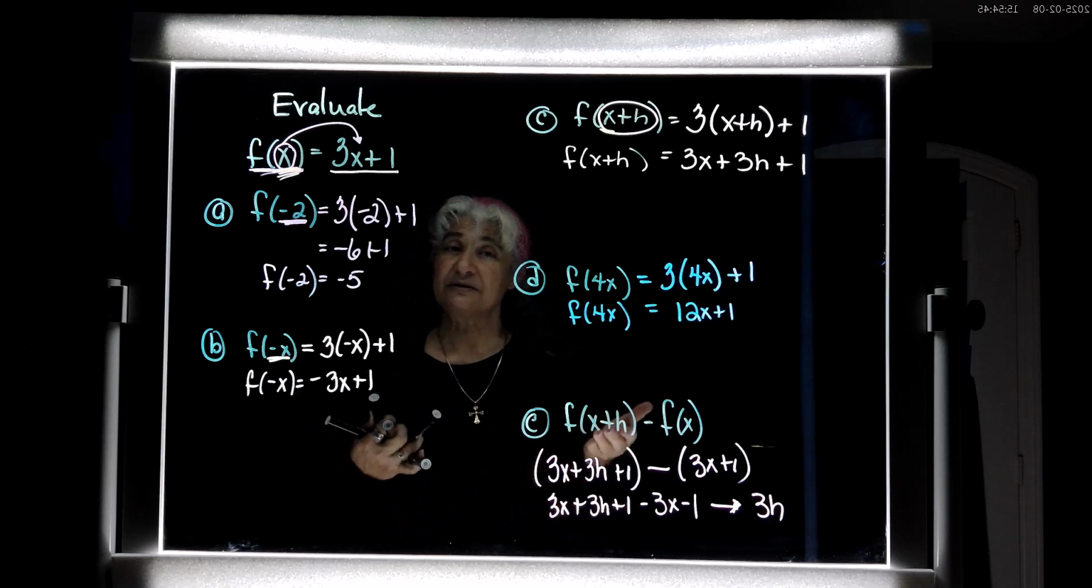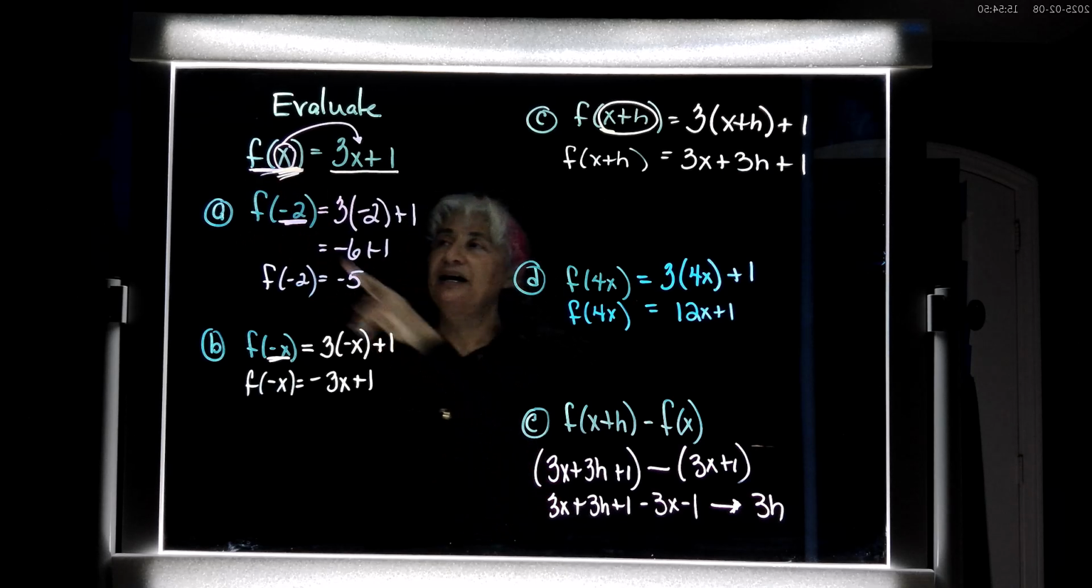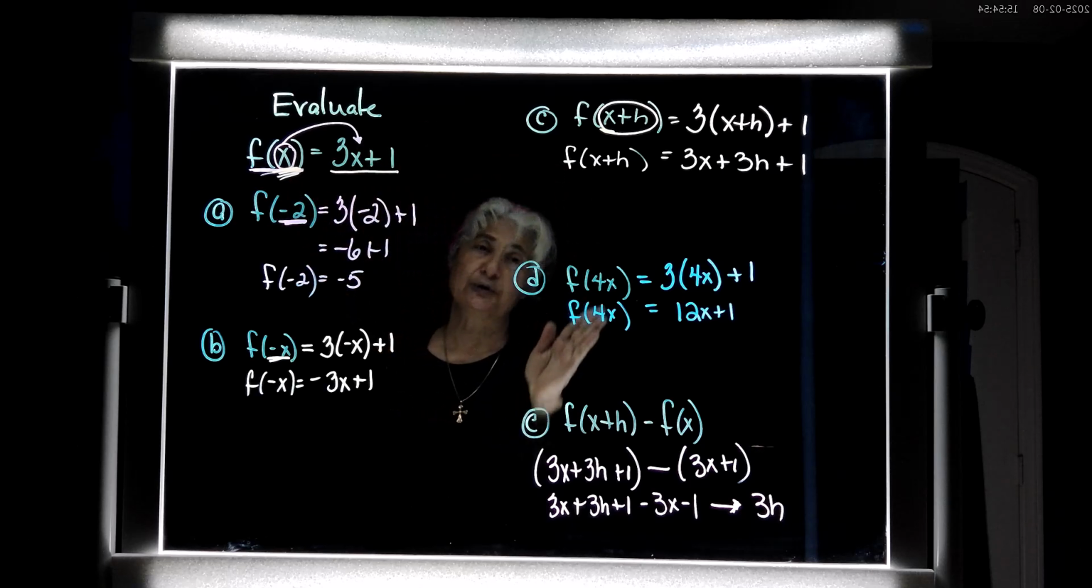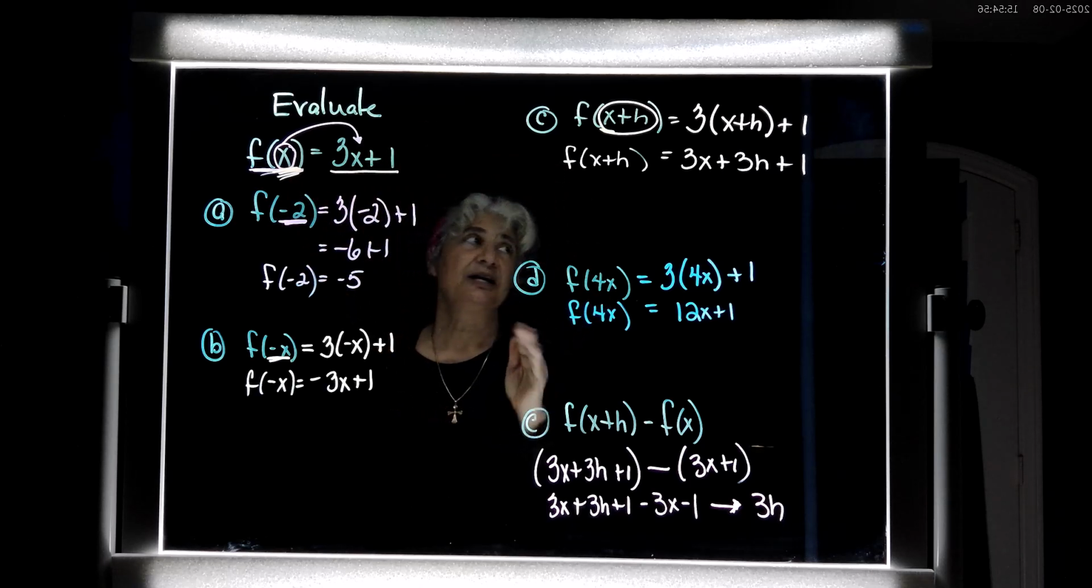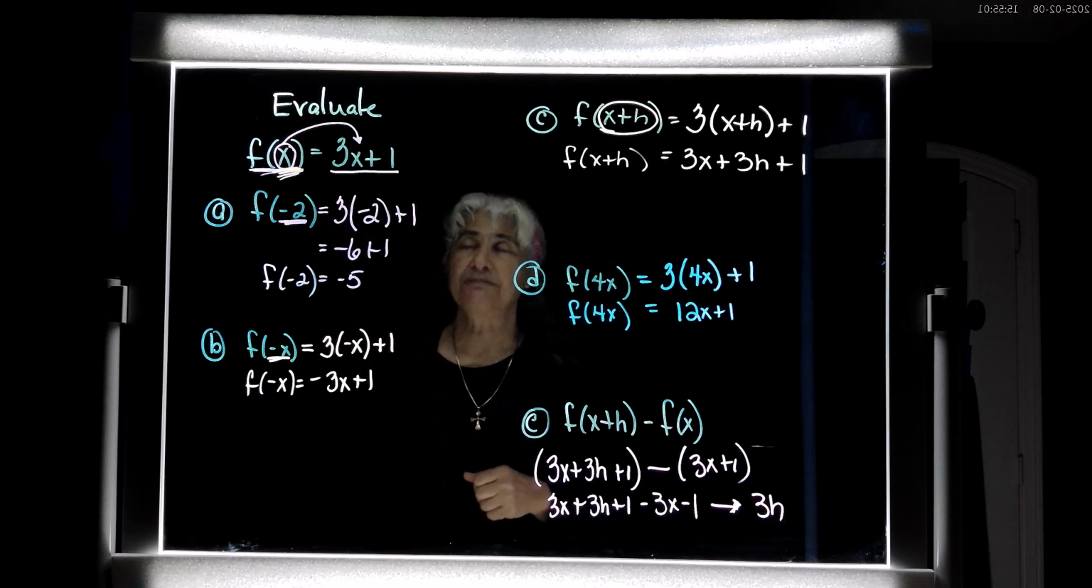Good? Making sense? Okay. F of x, f is the name of the function. X tells me what I'm supposed to find on the other side of the equal to sign, be it a variable or a number. Okay.